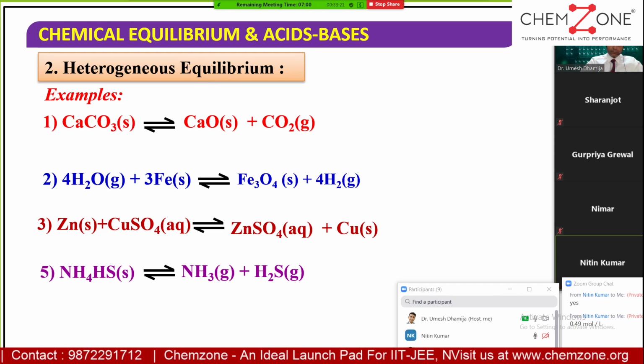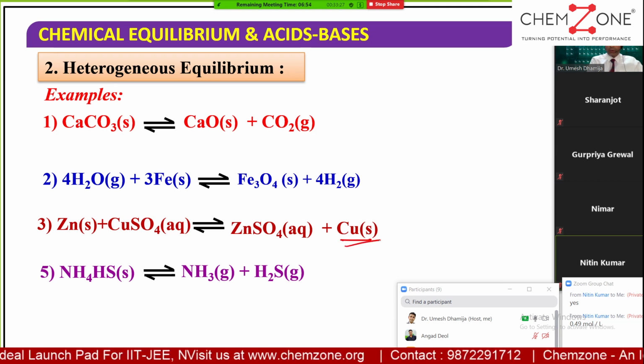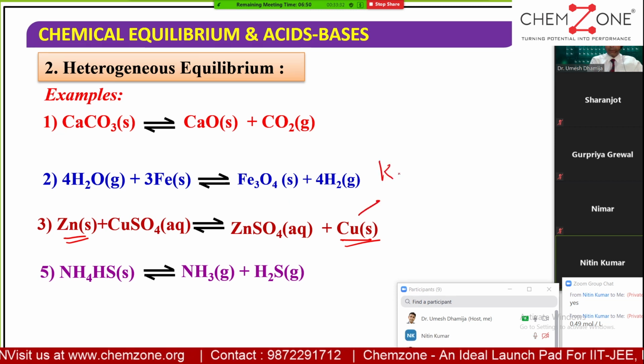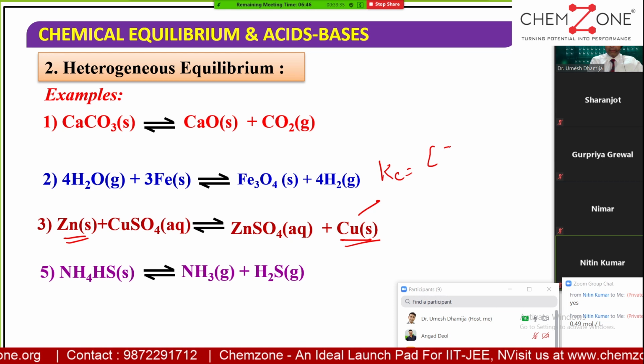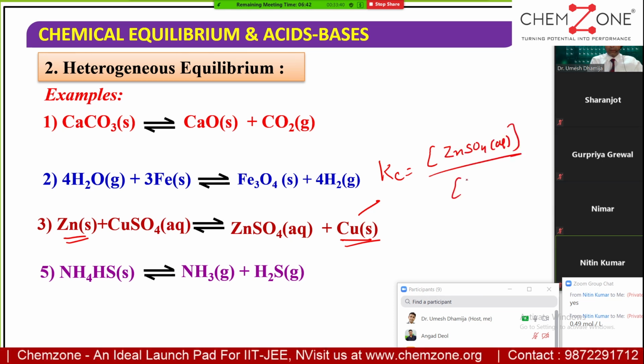और सर यूनिटी कौन सा लेंगे इसमें? Okay, I am not writing the equilibrium constant. Unity अगर लेंगे equilibrium constant लिखने के लिए solid concentration will be taken as 1. And for that I will write here equilibrium. नॉर्मल लिख देंगे. Yes. Equilibrium constant is equal to the zinc sulfate aqueous solution and copper sulfate aqueous solution.